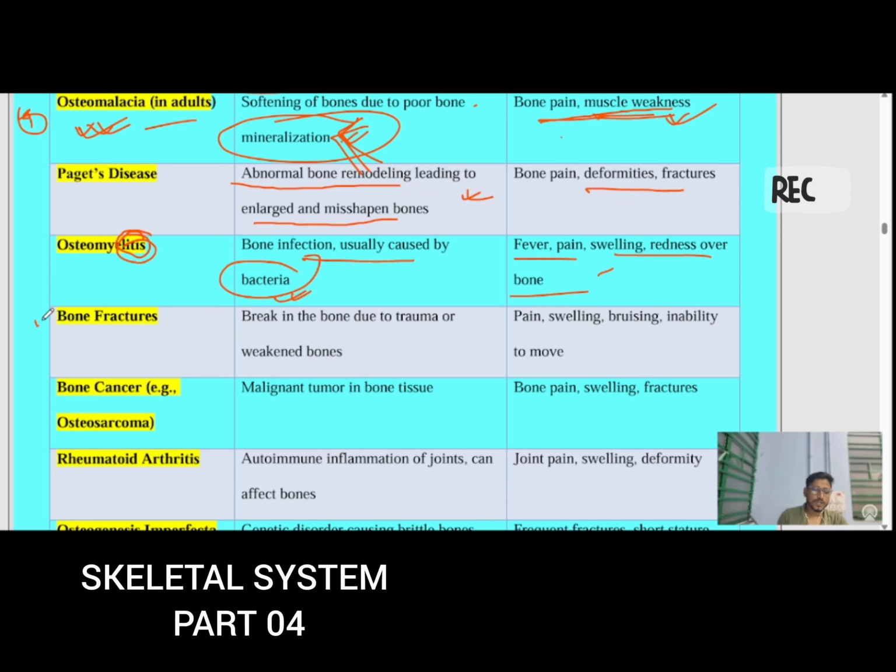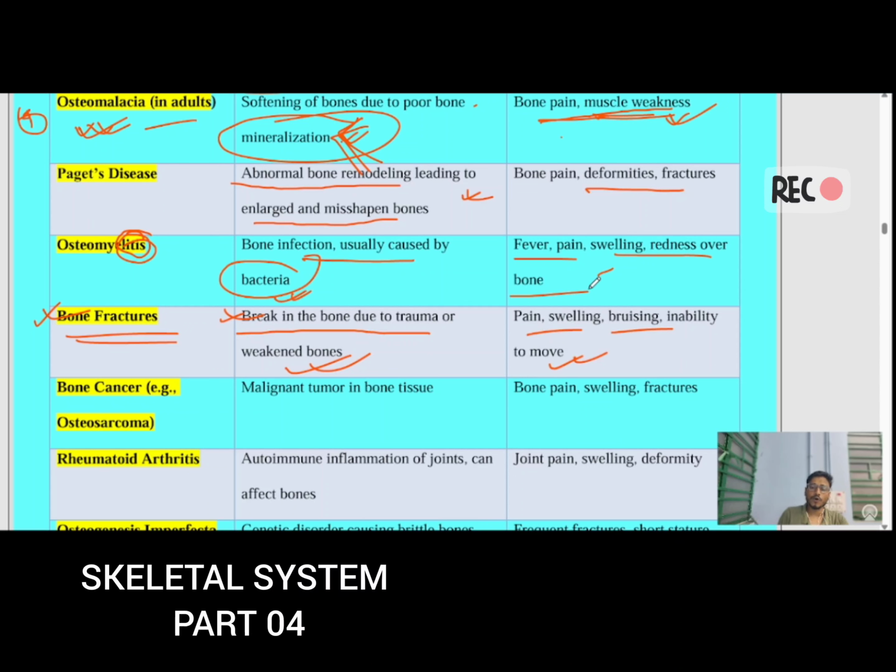Okay, bone fracture. What is a bone fracture? It is a break in the bone due to trauma or weakness of the bone. There are various types of bone breaks, various types of fractures. Pain, swelling, bruising and inability to use the bone.